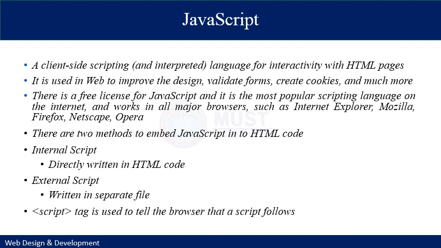There are two common ways to embed JavaScript into your HTML files. One is referred to as internal scripts, and the other is referred to as external scripts. In internal scripts, JavaScript is directly written in the HTML code. It can be written in the header section, or it can be written anywhere else in the page. The other way states that the JavaScript code must be written in a separate file, and a script tag is used to tell the browser that a script follows.